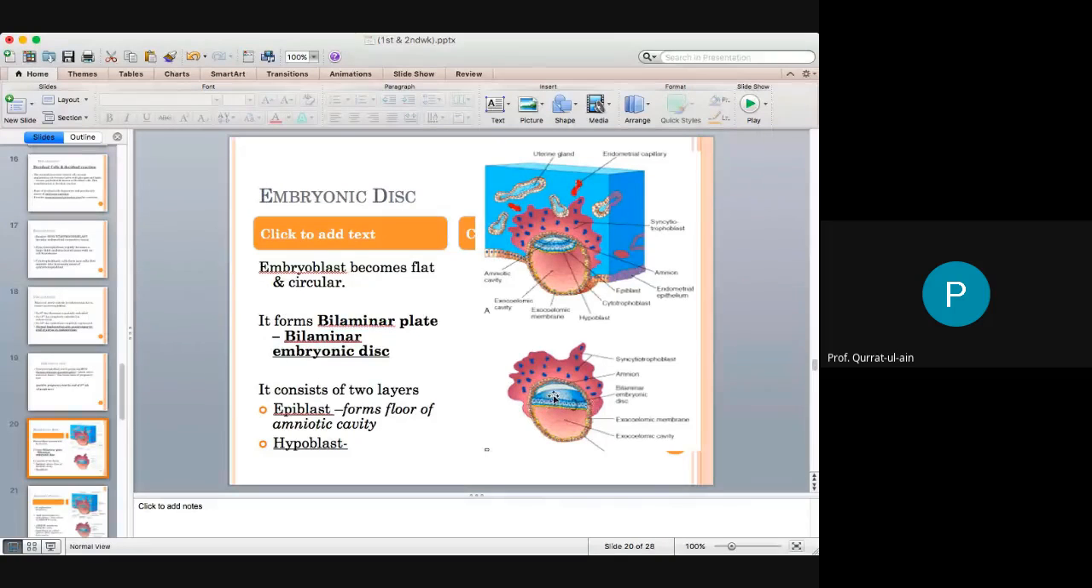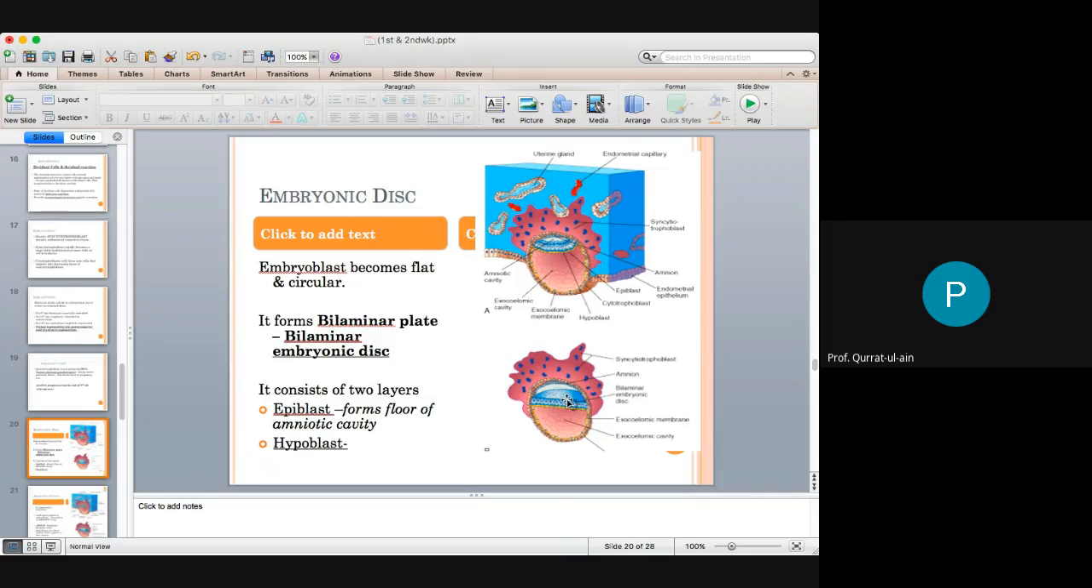Epiblast, hypoblast, amniotic cavity here, and this is the exocoelomic cavity or the primary yolk sac, which is formed by the growth of the exocoelomic membrane here. There is a cytotrophoblast and there is syncytiotrophoblast. This plate with two layers is the embryonic plate. The embryo is in the form of a sheet at this time.